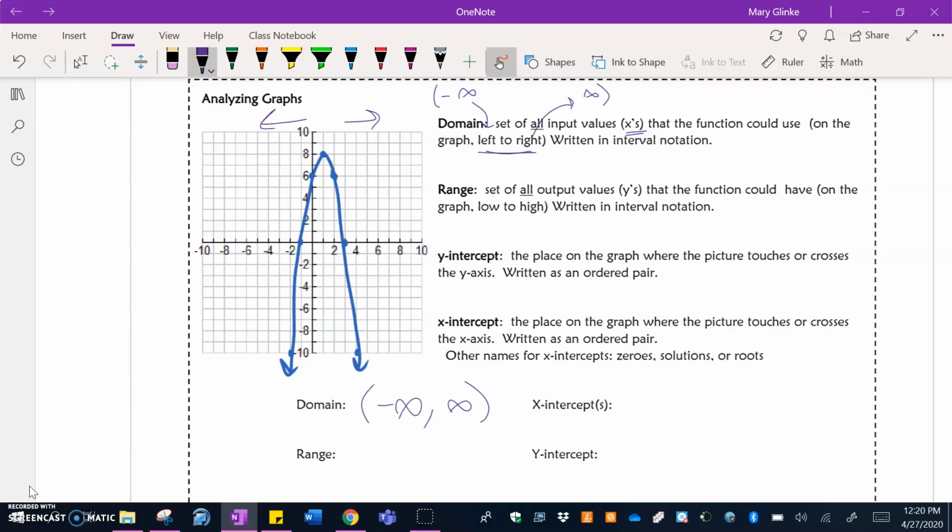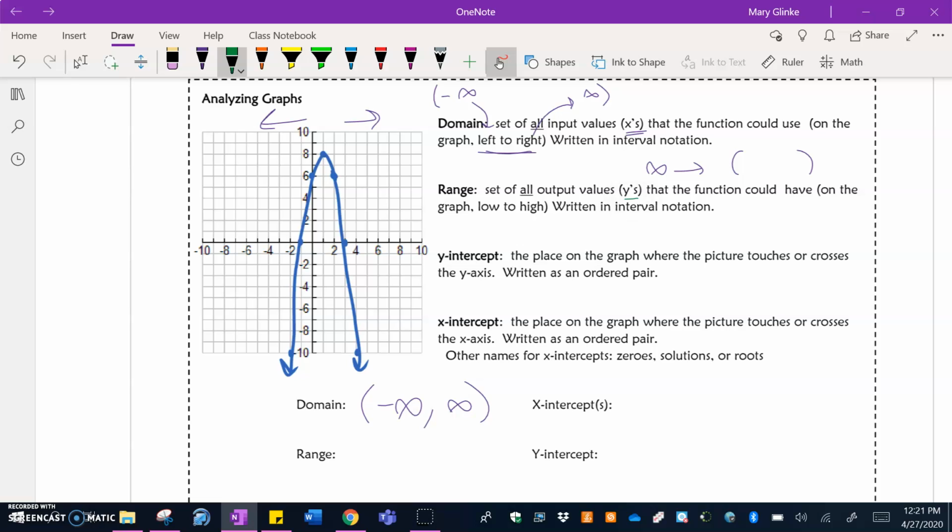You'll notice anything that has an infinity will always have a parentheses. So if you have an infinity, you're always going to use a parentheses, either on the left side or the right side, wherever that infinity is. If you have a number, like we will in our range, you're going to have to figure out if you're going to use a parentheses or a bracket. So let's look at the range first and then come back to that idea of parentheses or bracket.